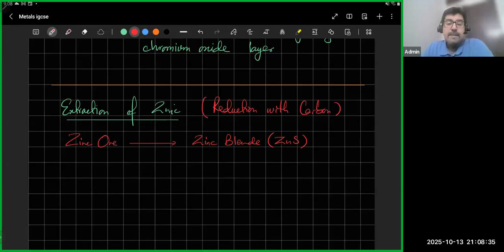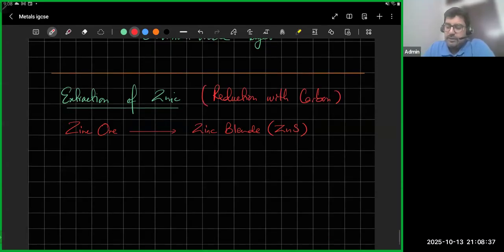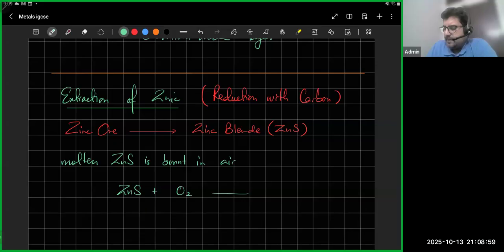The first thing, they might ask you to write the equation yourself. The zinc blende, ZnS, is burnt in air. They might ask you to write an equation, which is quite straightforward: if you burn ZnS in air, what you're going to get is zinc oxide plus sulfur dioxide.